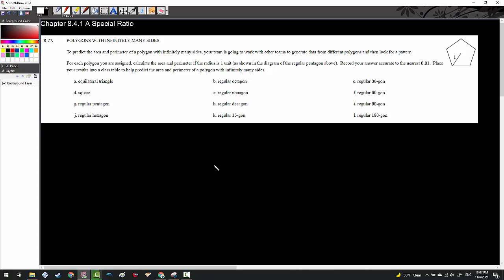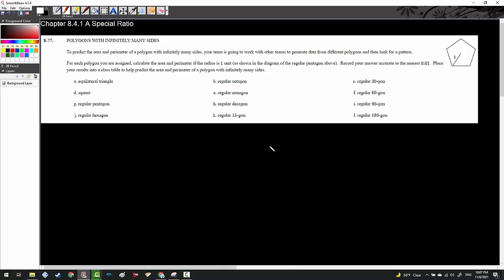The most important thing about this problem is that they want the radius of the polygon to be 1 unit. Now the radius is going to extend from the center all the way out to one of the vertices. So if you look at this pentagon right here, the radius is 1 unit. And we're going to be using a calculator for this. I have my trusty calculator at my side also, so you'll hear some button pushing going on my end as well.